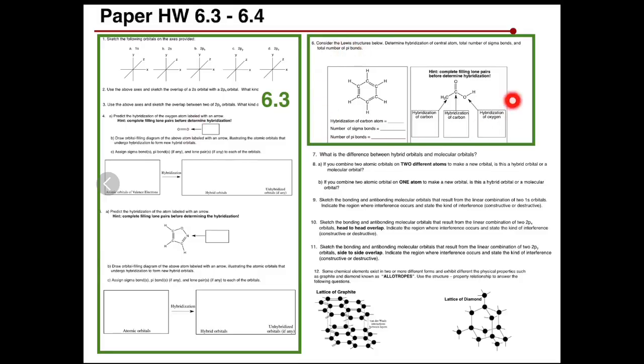Now number 6 here is similar to what we did earlier as well. You are going to determine the hybridization of carbon. Since all of these carbons are going to have the same type of hybridization, you just need to answer one. The number of sigma bonds and pi bonds would be the total that you see in this molecule. Same thing for this as well: you are going to determine the hybridization of each of those. So that would be part of the paper homework 6.3.